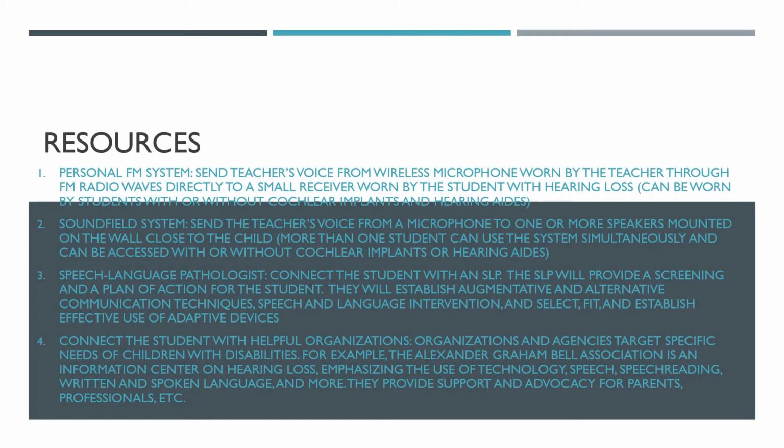Then number two, something similar to that is a sound field system. And that sends the teacher's voice from a microphone to one or more speakers mounted on the wall close to the child. So the difference is that the child doesn't wear anything. They just sit close to a speaker that helps them hear more clearly. This is helpful if you have multiple students with a hearing impairment in your class because it can be used by more than one student at once. And again, this can be accessed with or without cochlear implants or hearing aids.